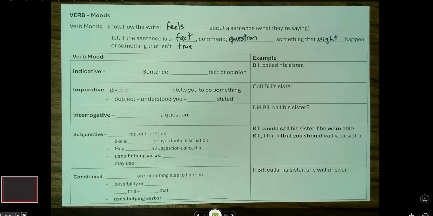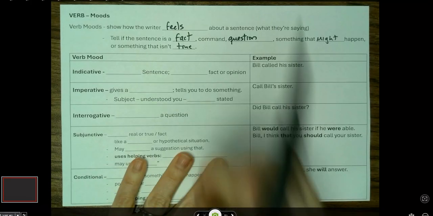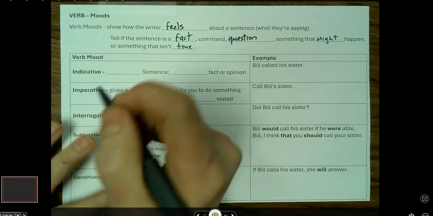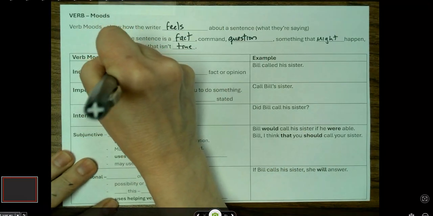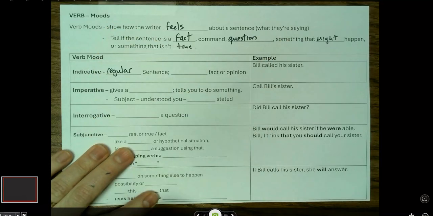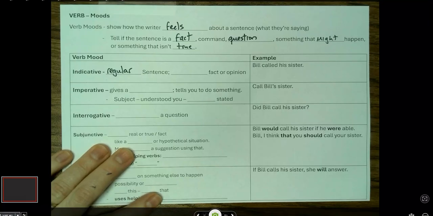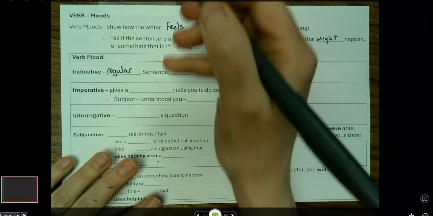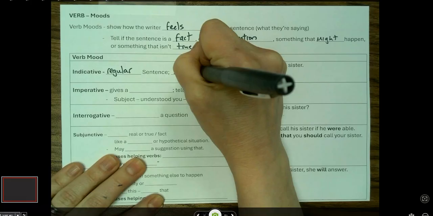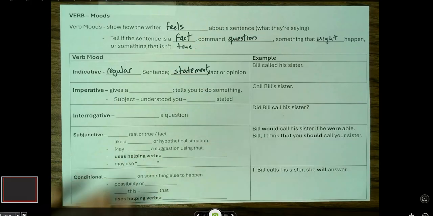So the first one is indicative, and indicative is like a declarative sentence, okay? But literally, it's just a regular old sentence. And it's a statement, that's a fancy word for statement, that is a fact or an opinion. Okay, so it just states a fact or opinion. So here our example is Bill called his sister.